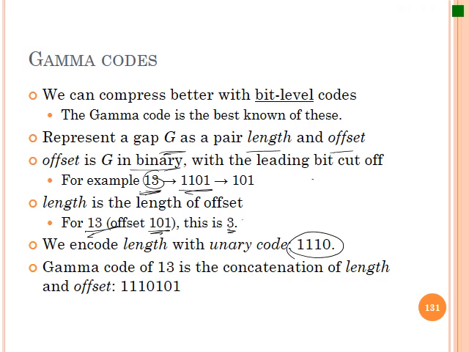Because this length is not large, so this thing will not be too large. Using the unary code on an arbitrary integer will be a disaster, but using it on the length of the offset, that's okay. That's again the genius of this. So gamma code of 13 is the concatenation of the length and offset, which is this, and this is only 7 bits for 13.